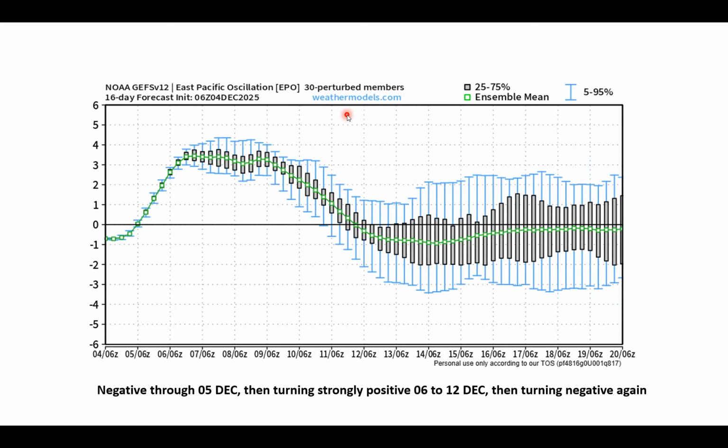NOAA GEFS v12 EPO 30 perturbed member forecast showing a negative EPO becoming strongly positive from 6 to 12 December, and then turning negative again.